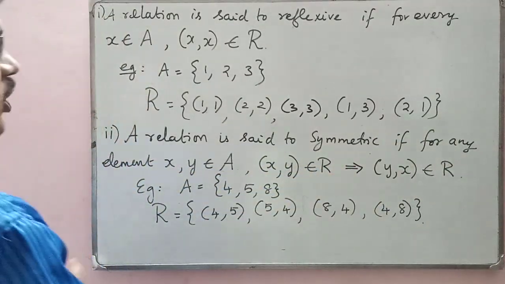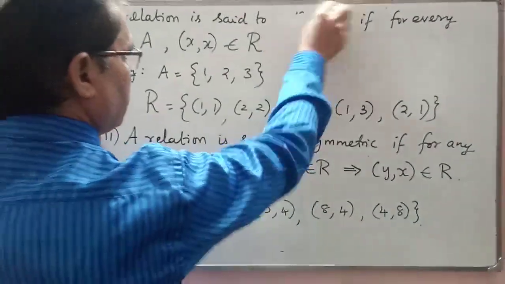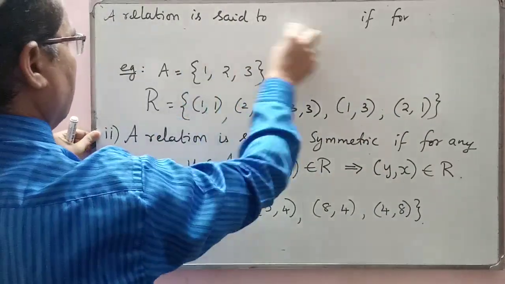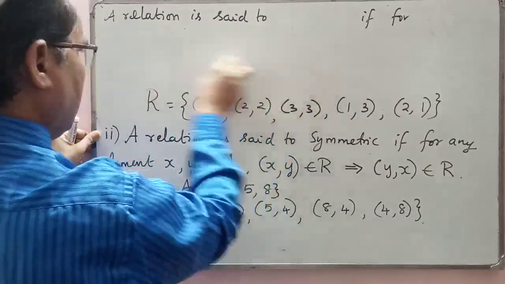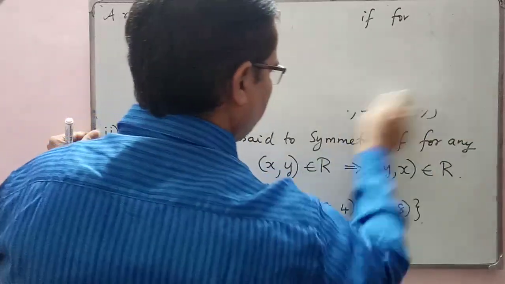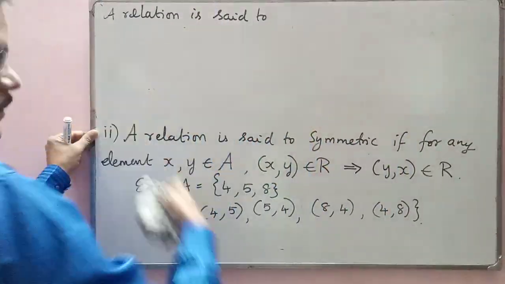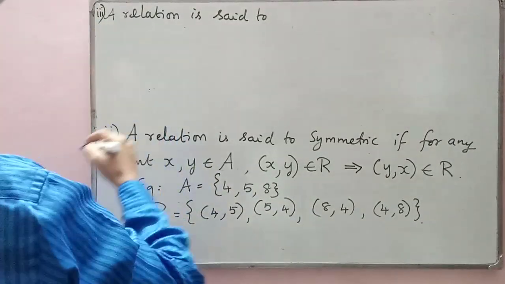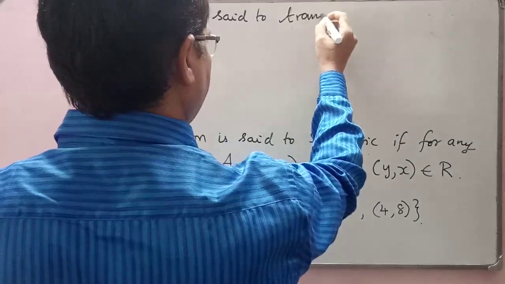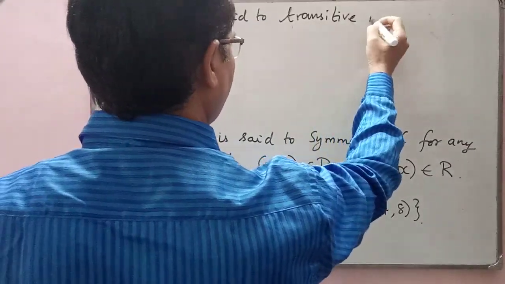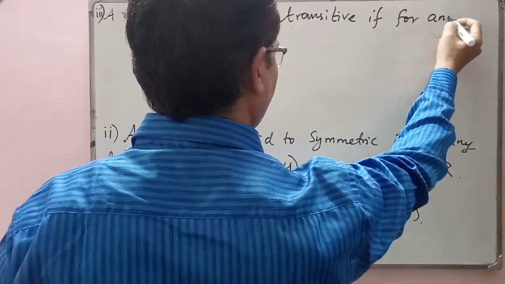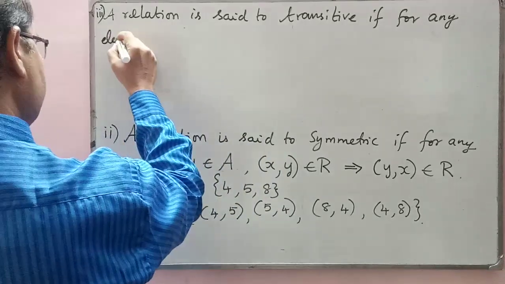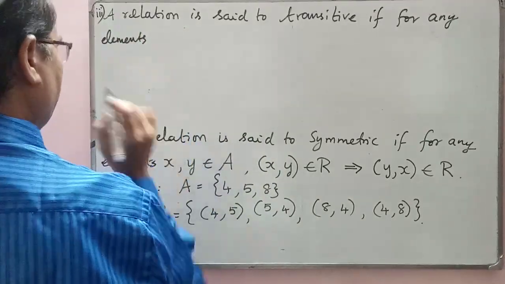Okay, shall we move on to transitive? Yes. Okay. I hope you are following me, children. Okay. Now, the third one. A relation is said to be transitive if for any. I hope you would have understood the difference between for any and for every. If for any elements, here also you can include yes.